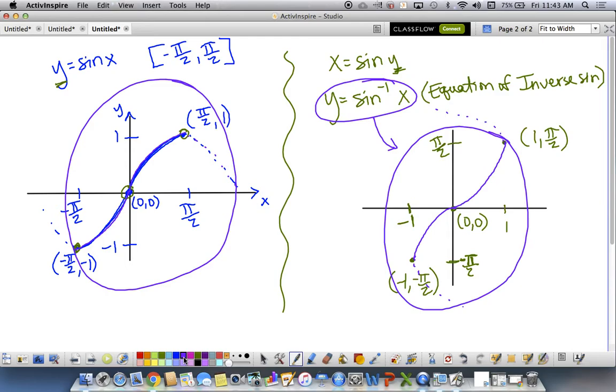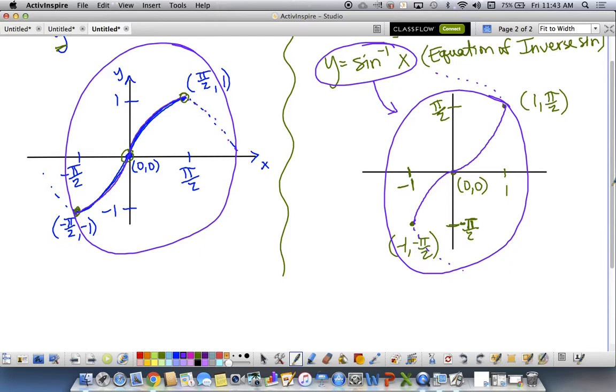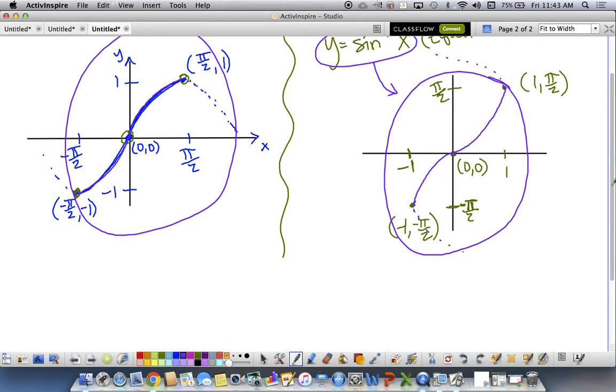One thing we will talk about is the domain and range of each one. So I'm going to scroll just a little and list those because I will ask you to write the domain and the range of each. So let's start with the original function, sine x, the domain.